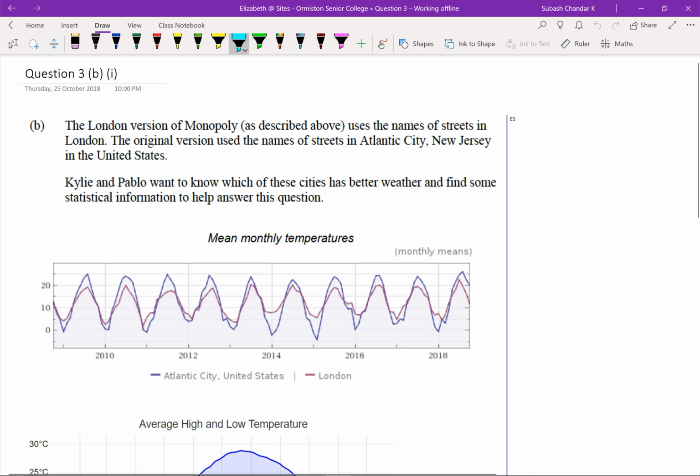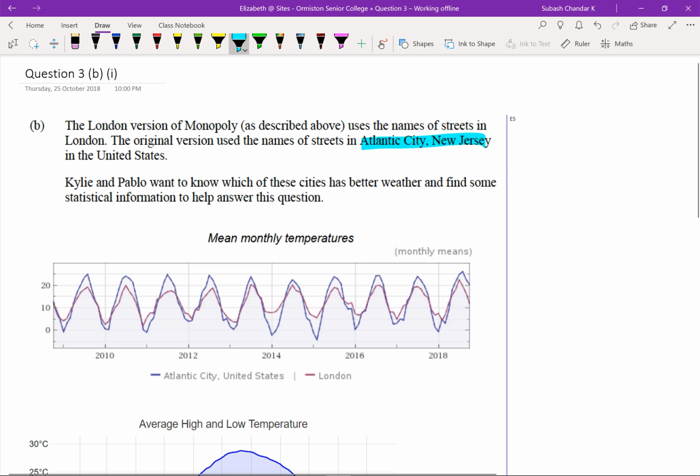Okay, now we need to do some time series, because we haven't done time series yet. So what we've got now is we're comparing 2 different versions of Monopoly. We've got the London version, which is the original Monopoly, and we are going to compare that with one based on Atlantic City in New Jersey in the States. So that's just a very generic context, really.